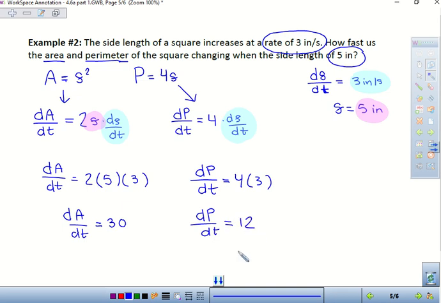Now that we have these values, I'm going to go back and address the units. We're talking about area over time. So area is going to be what? Inches squared. Good. Per what?